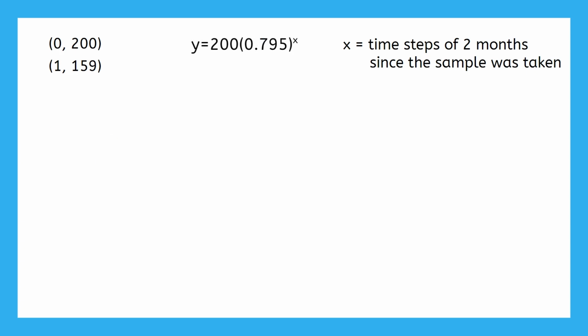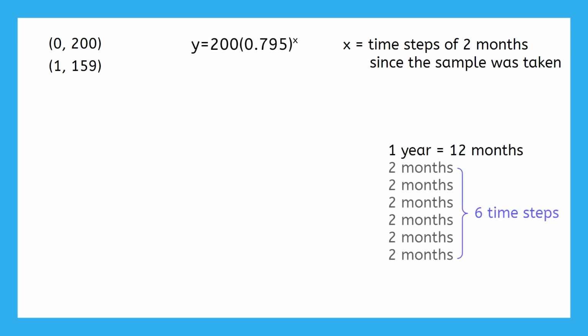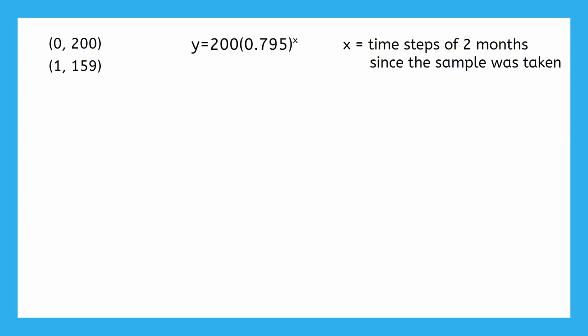Now we can use this to predict the weight of the sample after 1 year has passed. What do we need to substitute in for x in order to get our answer? How many time steps would 1 year be? 1 year is 12 months, and since our time step is every 2 months, it would take 6 time steps to get to 1 year. So substituting in 6 for x will get us the weight of the sample after 1 year. Go ahead and use your calculator to calculate this now.